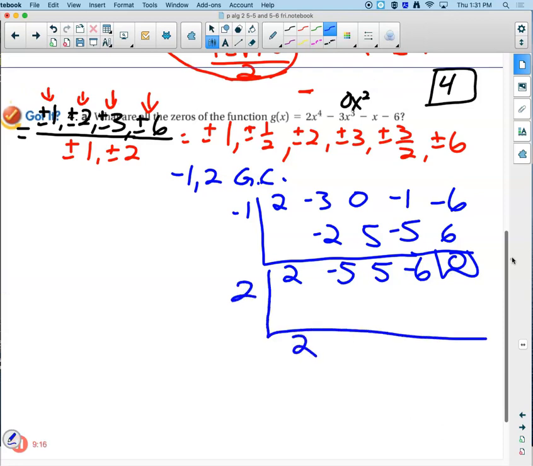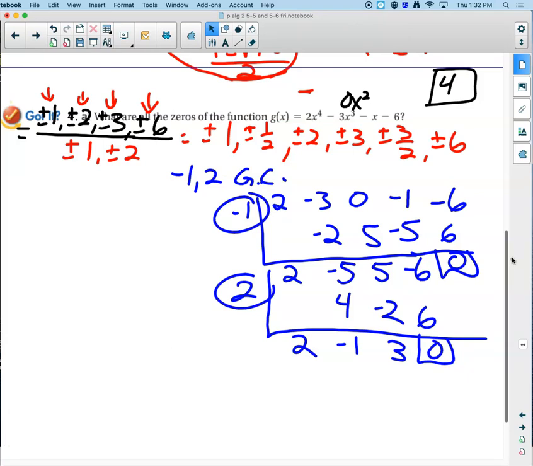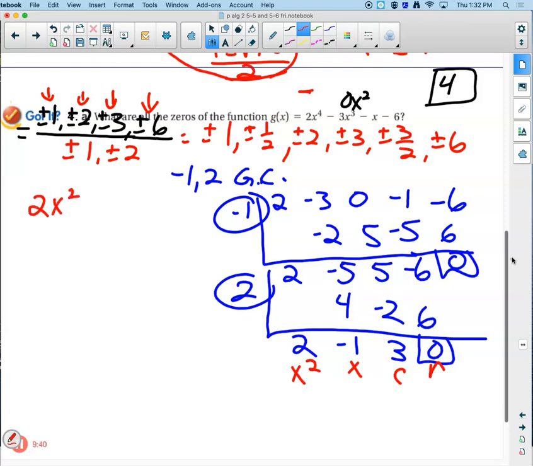So bring down that leading coefficient of 2, outside the box, multiply by 2, put it inside the box, and add. Outside the box, multiply by 2, put it inside the box, and add. Outside the box, multiply by 2, put it inside the box, and add. Excellent news. These both work. And we are left with 2x squared minus x plus 3. And we need to know when that's 0.